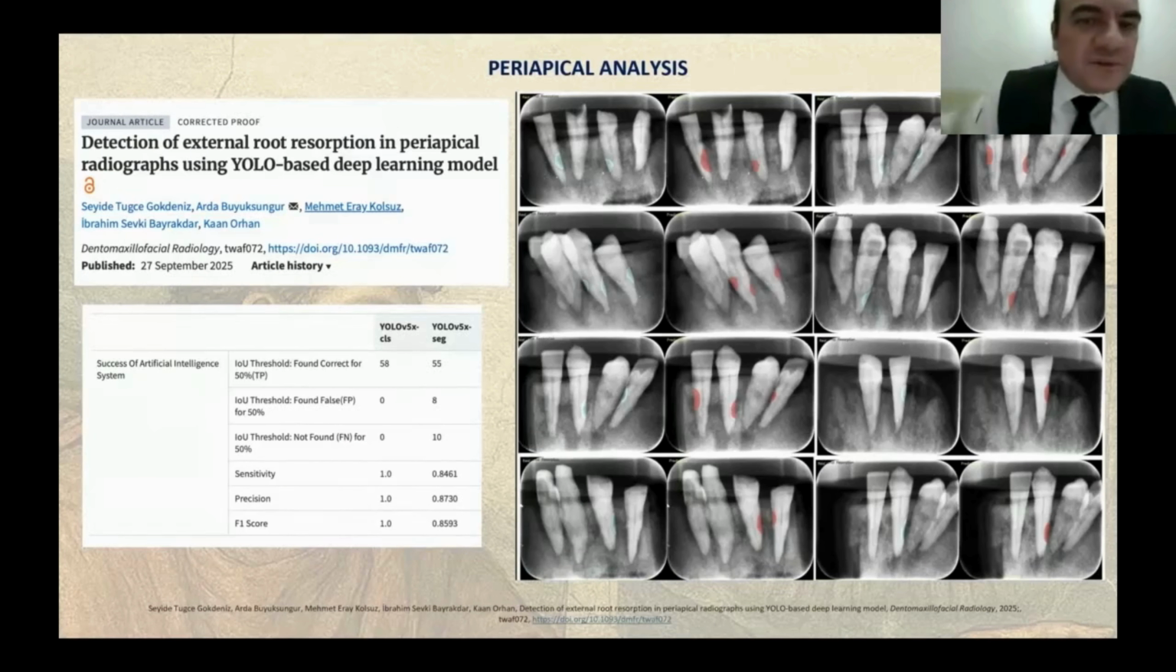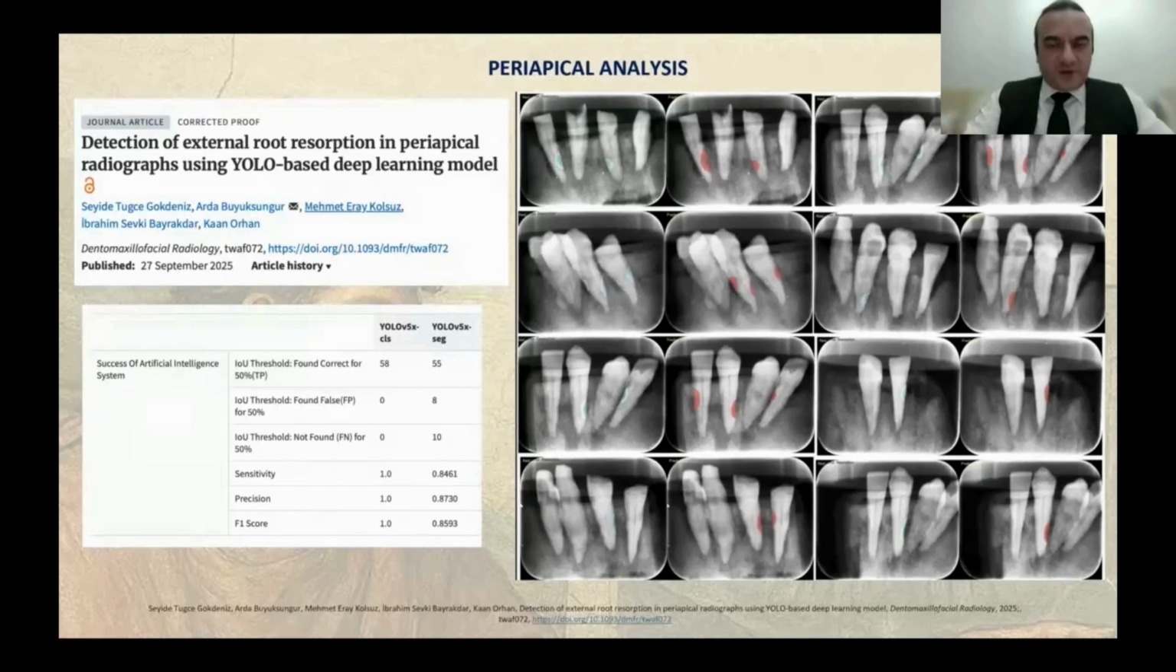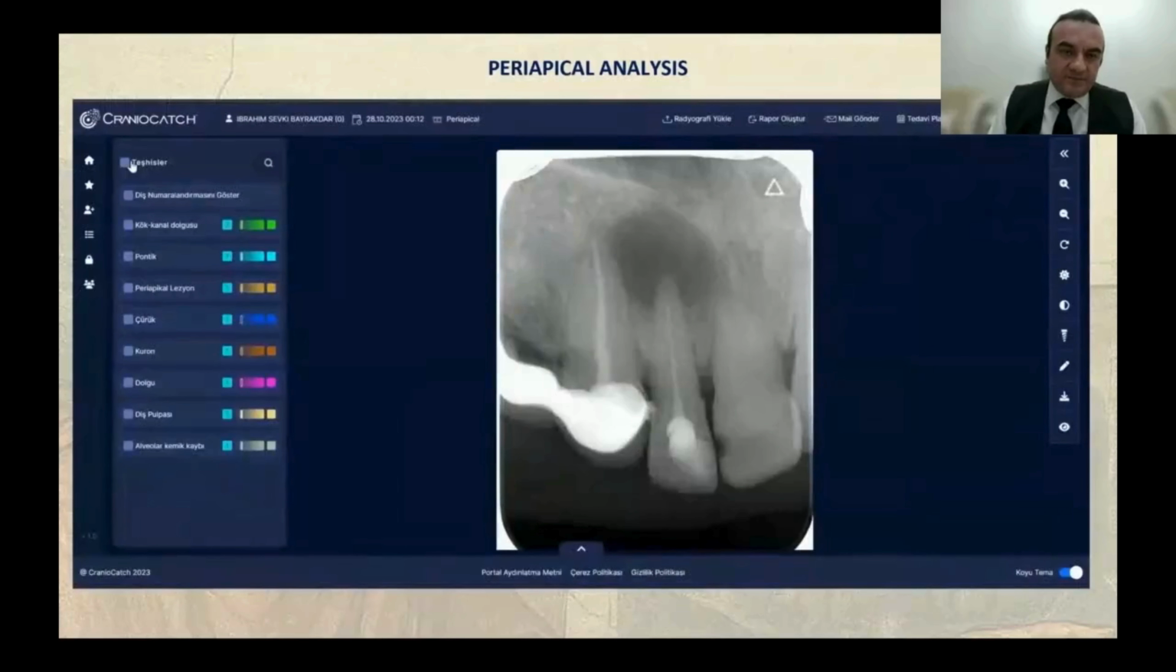Recently, we also performed different kinds of analysis on periapical radiographs. This one is about the detection of external root resorption. External root resorption can be challenging because sometimes it can be confused with internal root resorption, and sometimes it can overlap because of superimposition and so on. So we generated a YOLO-based deep learning model for this. As you can see, the sensitivity is 1, and the algorithm can segment the external root resorption perfectly.